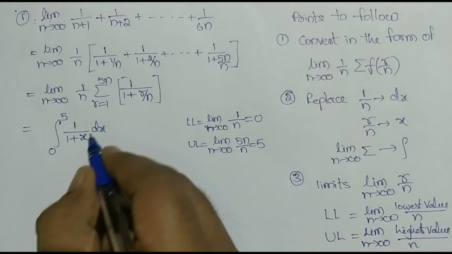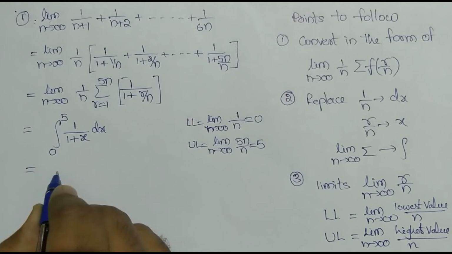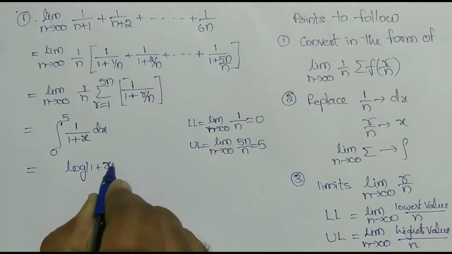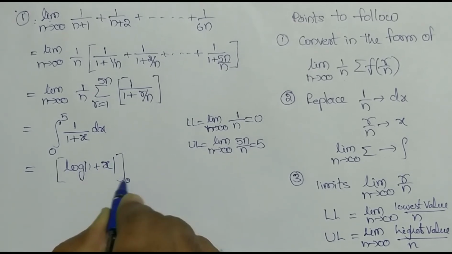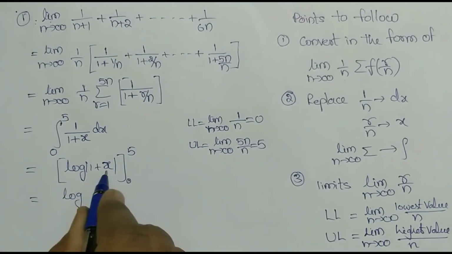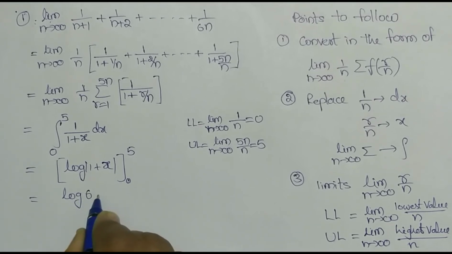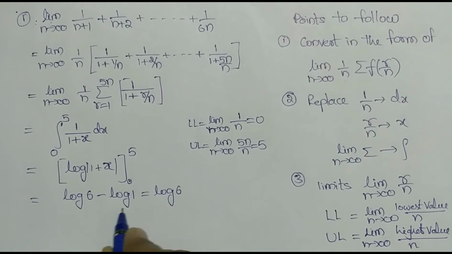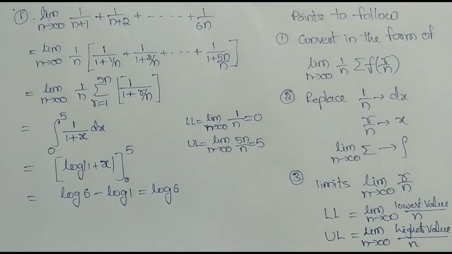1 by n is replaced by dx. So this integration is log mod 1 plus x, x varying from 0 to 5. Substituting the upper limit, log of 1 plus 5 is 6, minus log 1. So it is log 6, since log 1 is 0. This is a simple method to convert the limit of an infinite sum to an integral and solve the problem. Now we will go to the second problem.